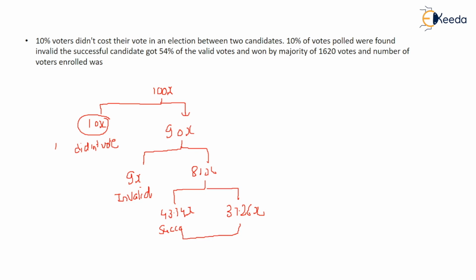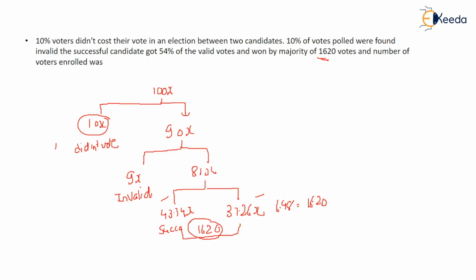So here it is given the majority of votes by which the candidate won is 1620. Means this one won by the second candidate by how many votes? 1620. So that simply means whatever the difference of percentage between these two is equivalent to this much, right? Because this is the difference between their votes. So when you subtract 43.74 minus 37.26, you will get 6.48, which value is equivalent to this much.